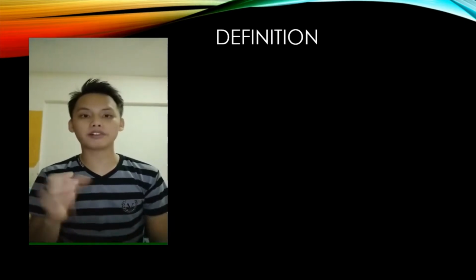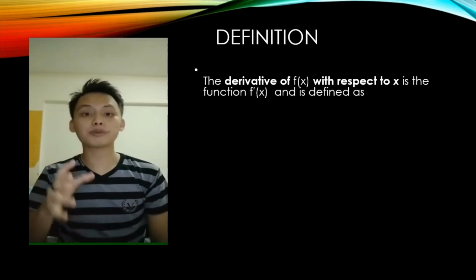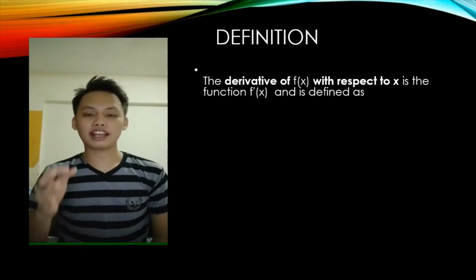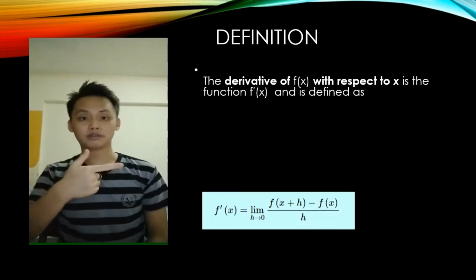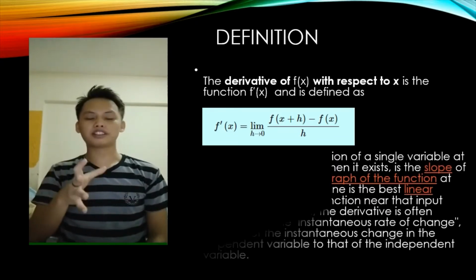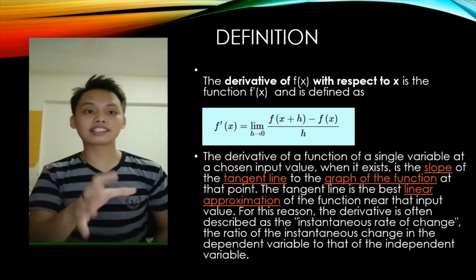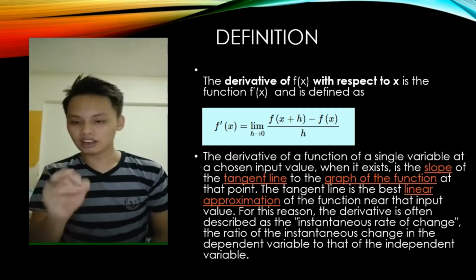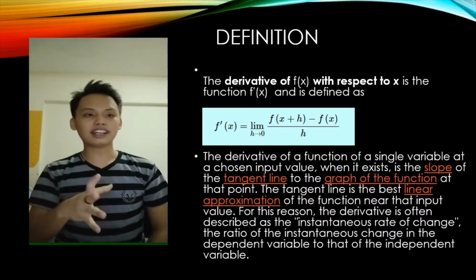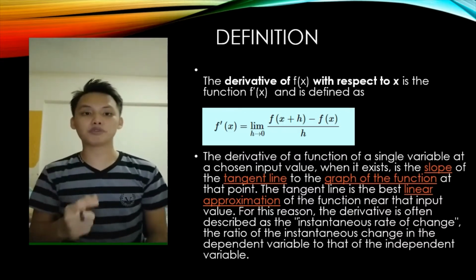Hello guys, I want to talk about derivative. The derivative of f(x) with respect to x is the function f prime of x, and it's defined by this formula. The derivative of a function of a single variable at a chosen input value, when it exists, is the slope of the tangent line to the graph of the function at that point. The tangent line is the best linear approximation of a function near the input.